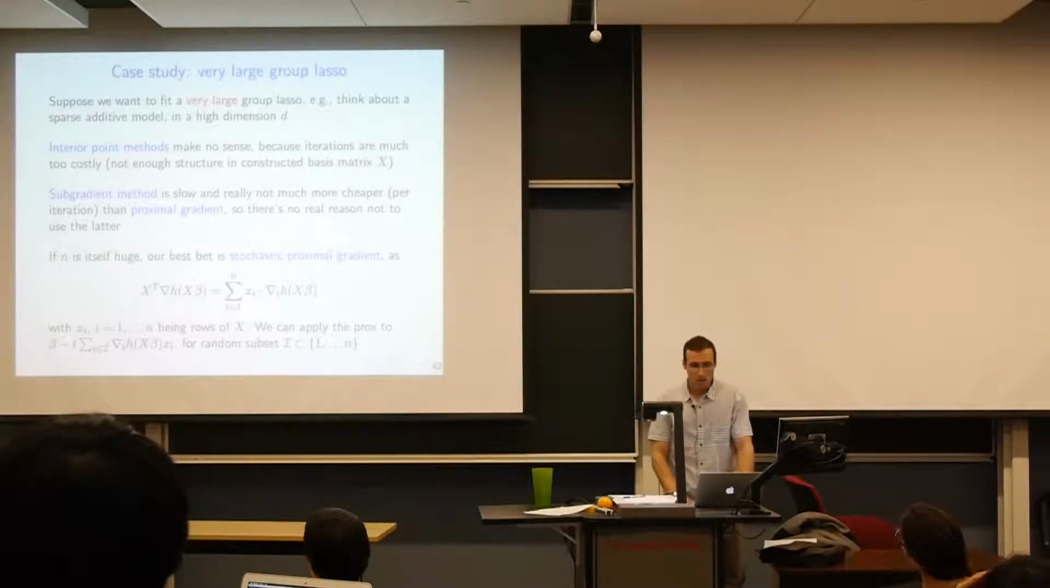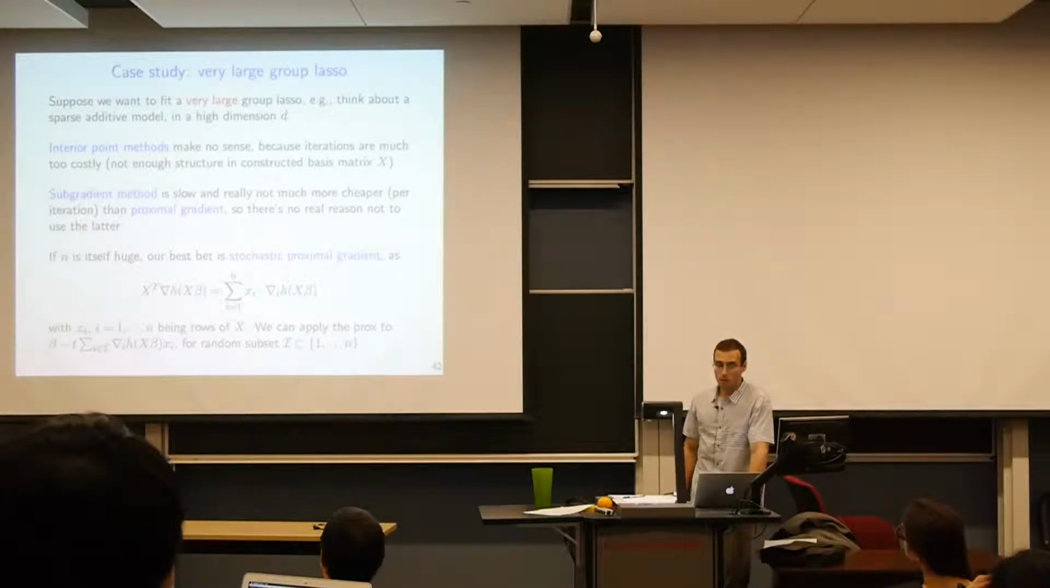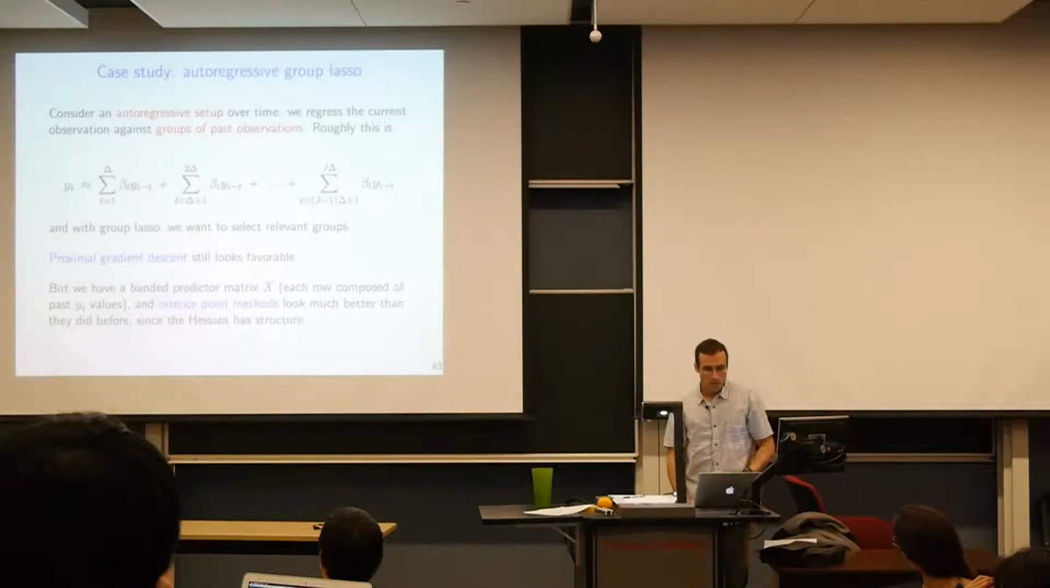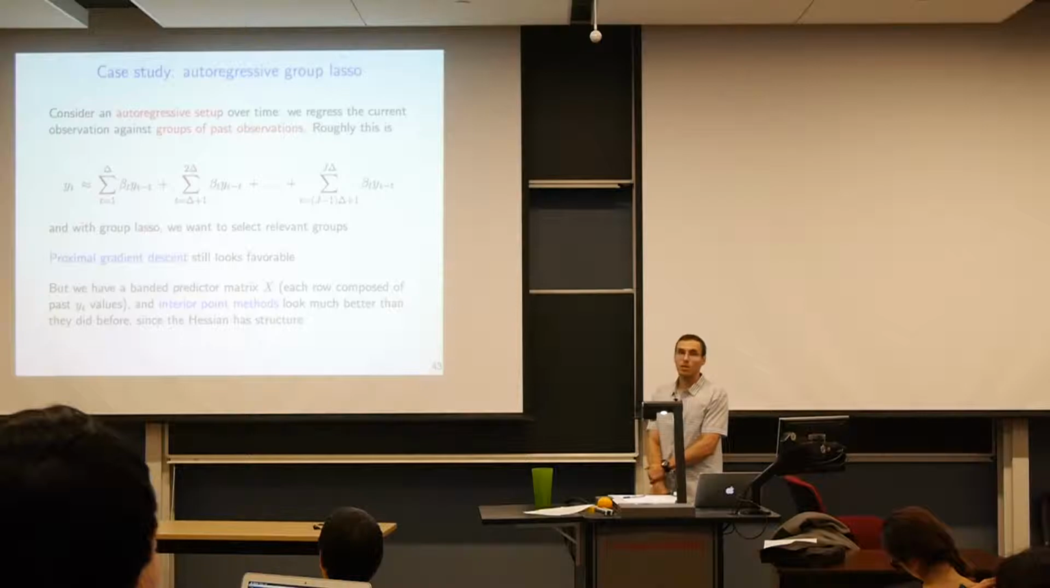So that was our kind of walkthrough for a very large group lasso problem. Of the methods we've learned so far, it seems like the best thing to do is proximal gradient or stochastic proximal gradient. The flip side is an autoregressive group lasso problem.